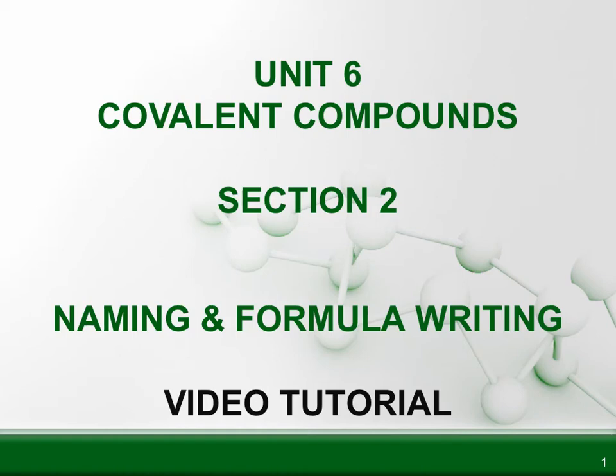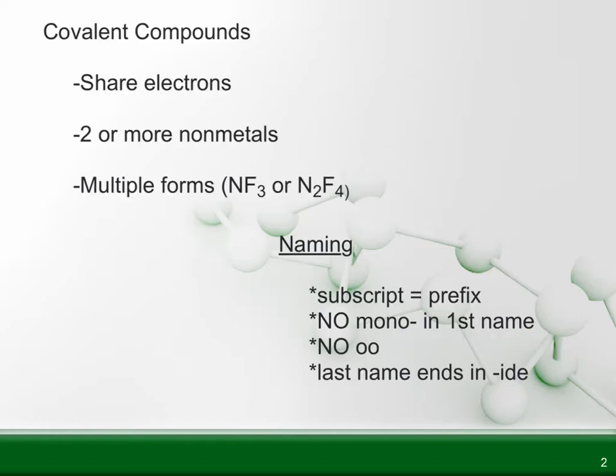During this short video tutorial, I will cover the conventions for naming and writing formulas for covalent compounds. Some important things to remember from previous information: covalent compounds share electrons, so the bonds are formed through sharing. They consist of two or more nonmetals. The nonmetals are found on the right side of your periodic table. So anytime there are two nonmetals bonded together, we call that a covalent compound.